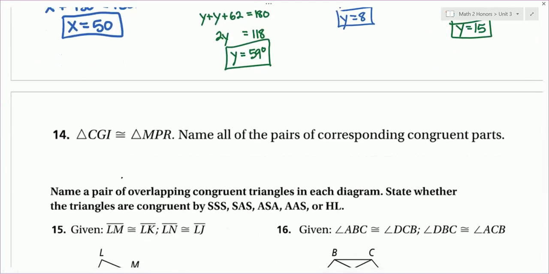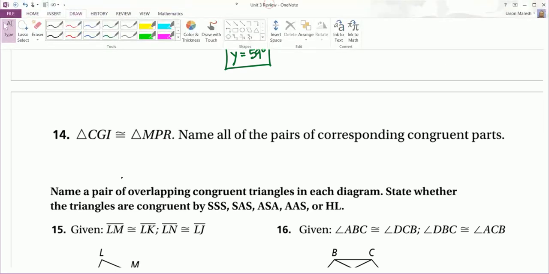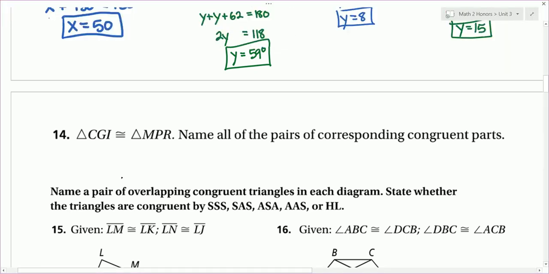Number 14, we have two triangles, CGI and MPR, that are congruent, and we want to name all the pairs of corresponding congruent parts. Well, triangles have 3 sides and 3 angles, and so we're going to have to make 6 different statements. So first, for the angles, angle C is going to be congruent to angle M. The ordering of the letters matters because C is the first letter. It has to match the first letter in the second one. G is our second letter, so angle G is going to be congruent to angle P because that's the second letter in the second statement. And angle I will be congruent to angle R.